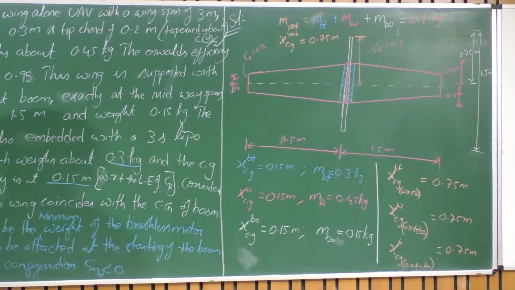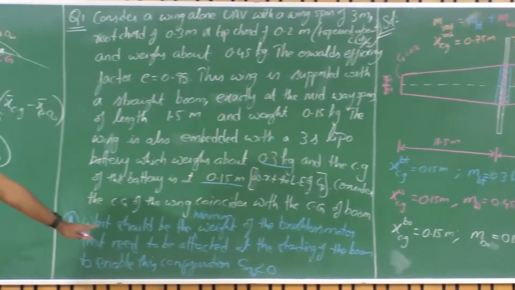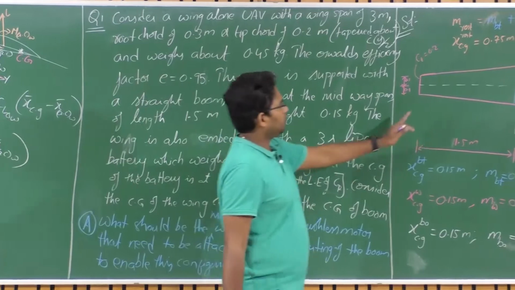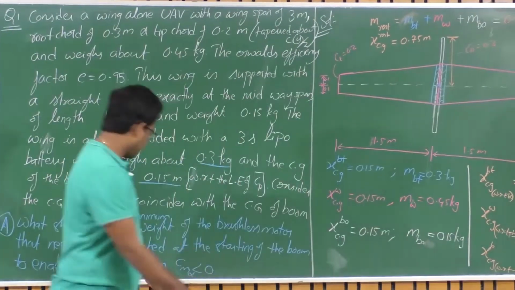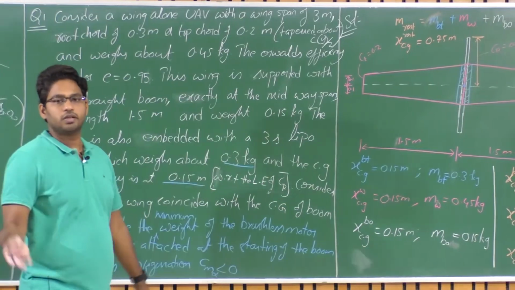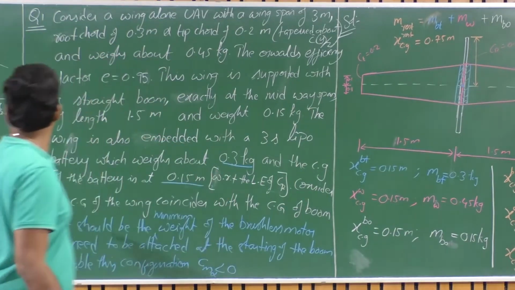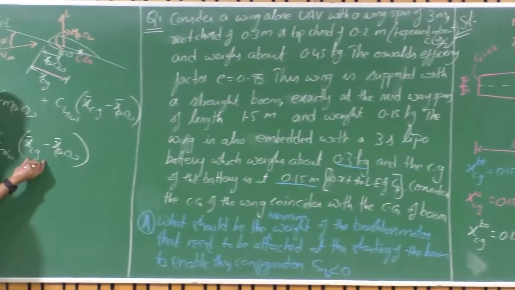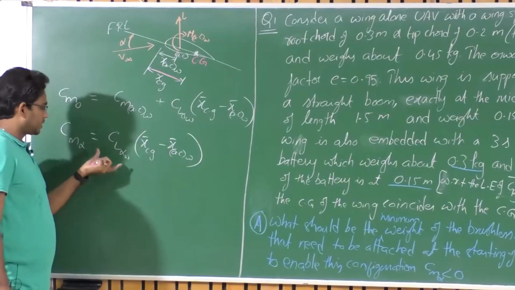Now what do we need to find? So first of all, if we have to talk about CM alpha, we need to know what the aerodynamic center is. So CM alpha we can talk about only when we know what X CG and X AC are. CL alpha is positive.